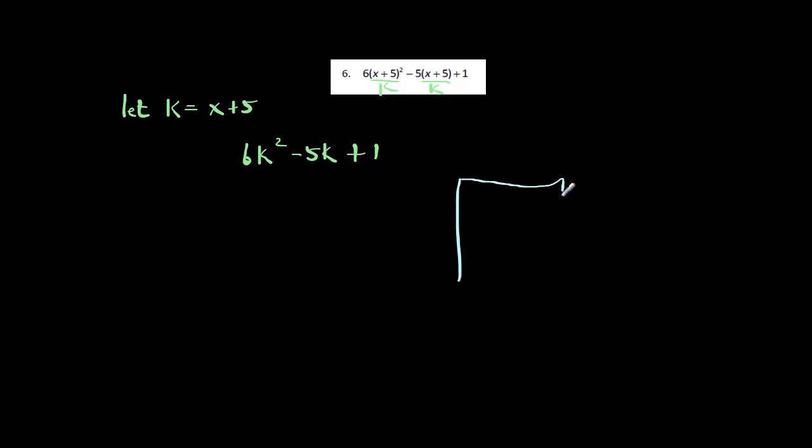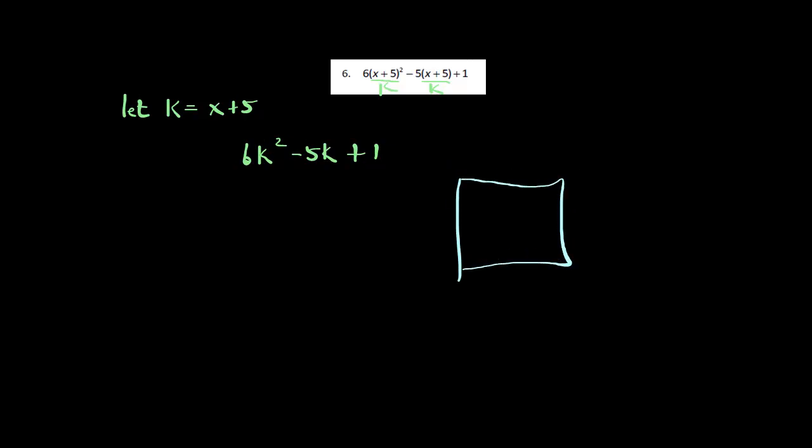Number 6. This is a temporary substitution problem. So what we're going to do is we're going to let k equal x plus 5 just for a minute. 6k squared minus 5k plus 1. So again, we're exchanging x plus 5 and we're putting k in place of it. So this is a hard trinomial, so we're going to use the box method.